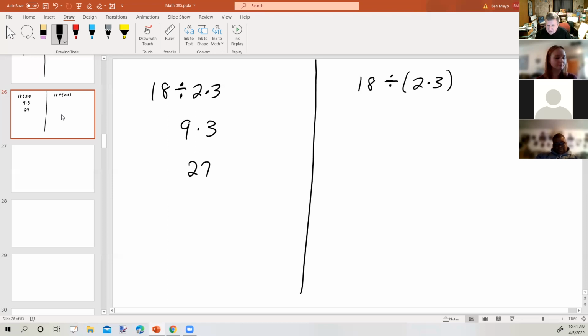Okay, now, same numbers, same operations, but there's a grouping symbol. Are you getting my idea here? The grouping symbol changes everything. So we do what's inside the grouping symbol first. 2 times 3 is 6, and then we do 18 divided by 6 is 3. All righty.